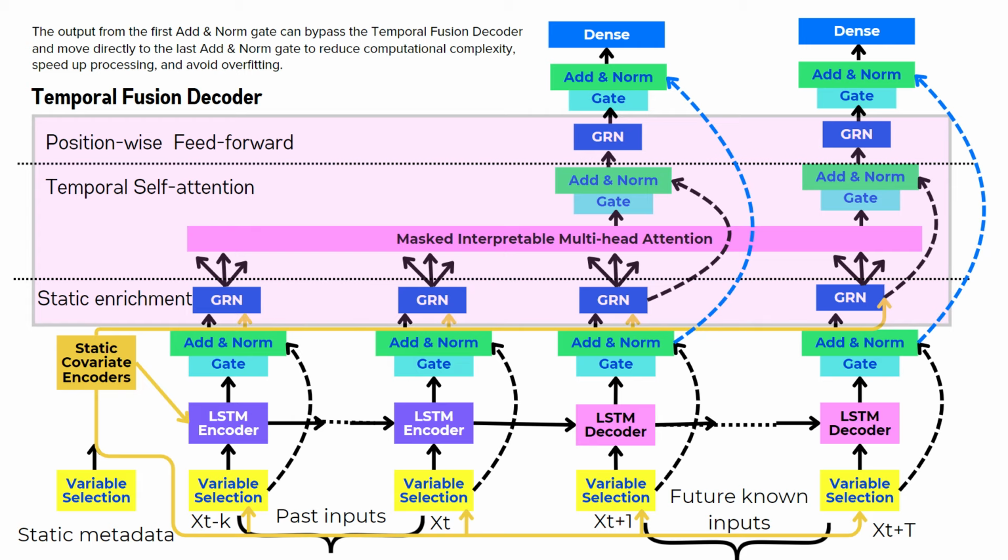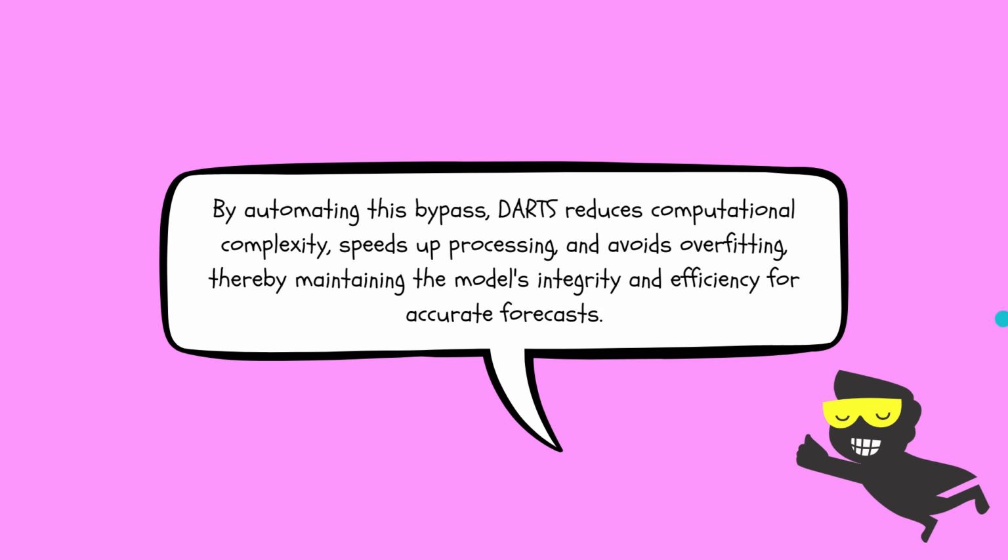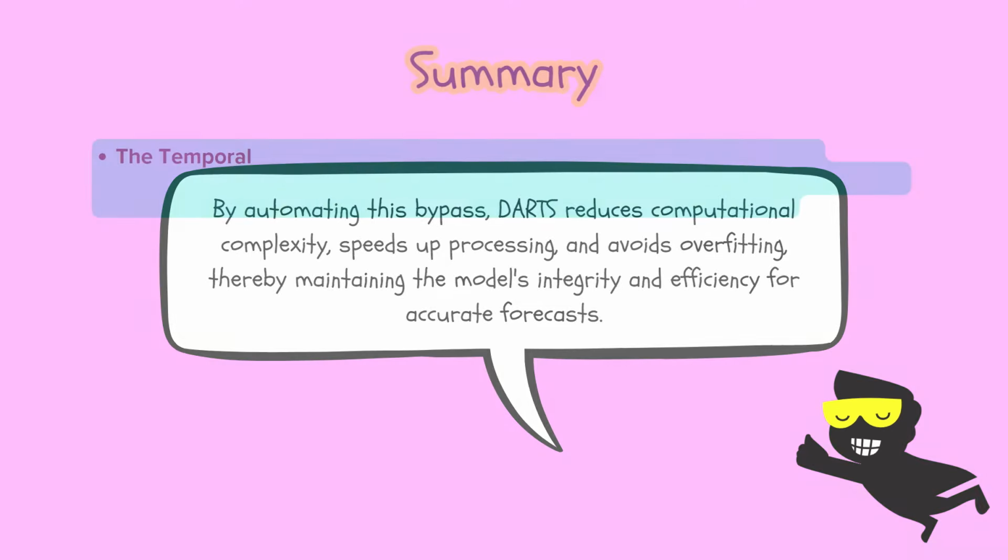In Darts, the bypassing of the Temporal Fusion decoder by the output from the first add-a-norm is handled automatically, right? So this is not something that we need to care about. It's a possibility, and Darts does take care of it. Now, let's sum it up. We are almost at the end.